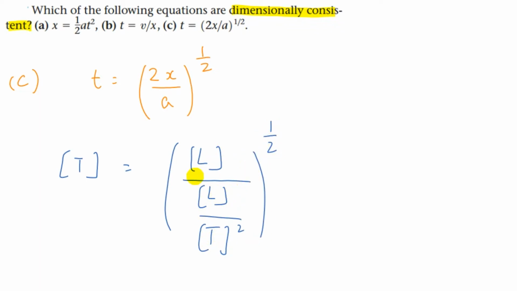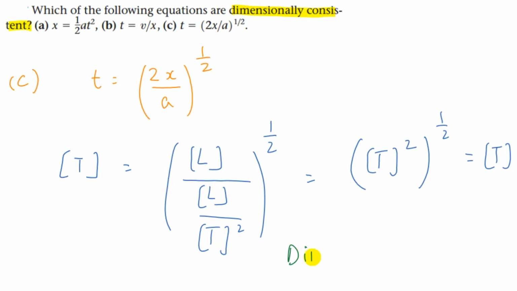Now this length and length will cancel out and we'll get t square whole to the power 1 over 2, which equals t. Therefore we see that the dimension of the left side of the equation is equal to the dimension of the right side. Therefore we can conclude that this equation is dimensionally consistent. So this is dimensionally consistent.